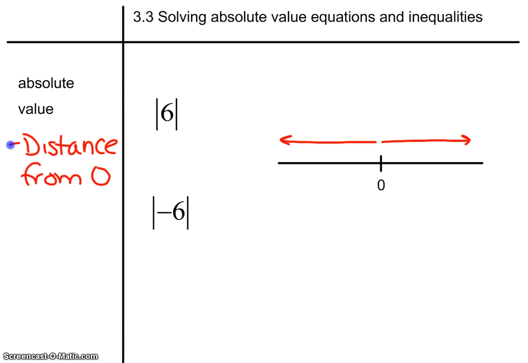When we take the absolute value of 6, what we're saying is how far is 6 from 0, which is 6 units. How far is negative 6 from 0 when we ask the absolute value of negative 6? 6 units. Back in the day you were told that it was always positive, and that's your reasoning.